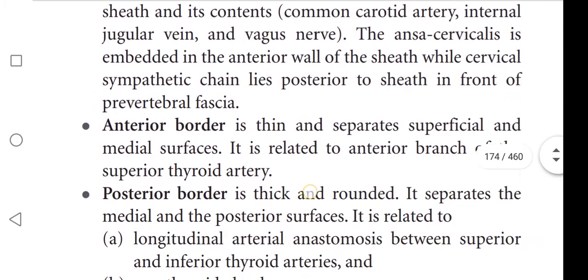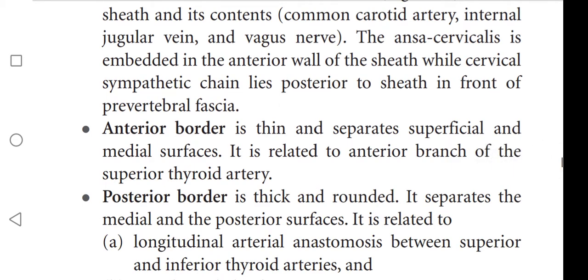Next, anterior border. Anterior border is thin and separates superficial and medial surfaces. It is related to the anterior branch of the superior thyroid artery.